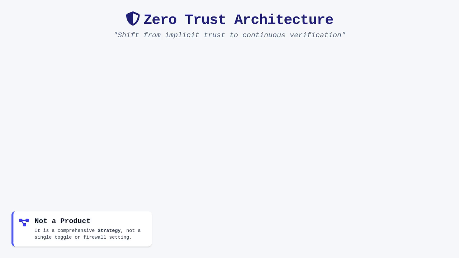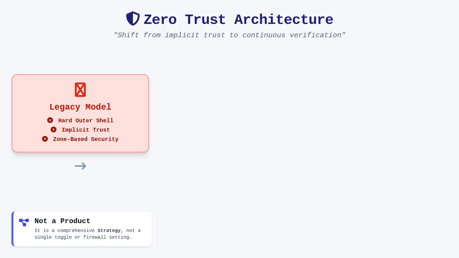Zero trust is fundamentally a strategy, not a specific product or a single setting you toggle within your firewall. The core philosophy rests on the principle that implicit trust is a vulnerability, meaning we must shift our perspective to assume that no entity is safe simply by virtue of its location on the network. In a legacy environment, we often built a hard outer shell, treating everything inside the internal network as trusted.